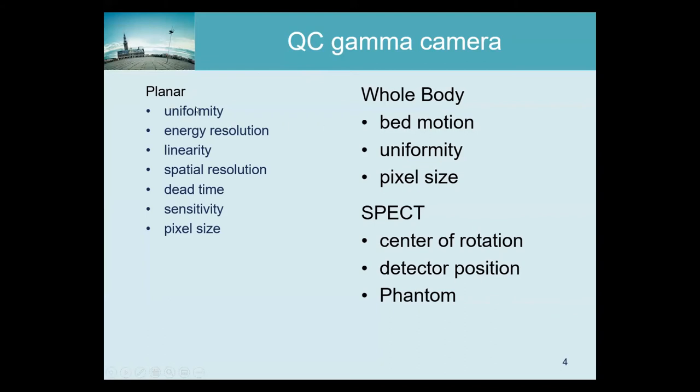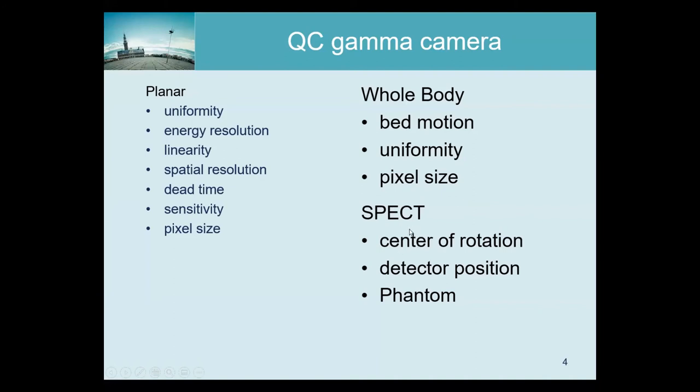It is in principle possible that the planar uniformity is fine and the whole body uniformity is not fine. And again, that would be due to problems with the bed motion. If the bed would somehow move irregularly, the speed is not constant or whatever, then that could create non-uniformities. Actually, I've never seen it, but in theory, it could happen. And similarly, the pixel size can be affected. If there is something wrong with the bed motion, then the pixel size in the direction of the bed motion could be affected, while the pixel size perpendicular to it would still be unaffected. So checking the pixel size in whole body is meaningful. Again, this is typically not what you should do every day, but it is definitely useful to do it when you buy a new scanner and then as yearly maintenance.